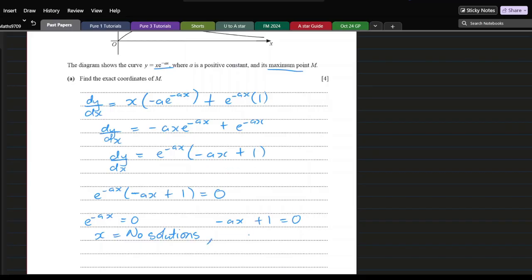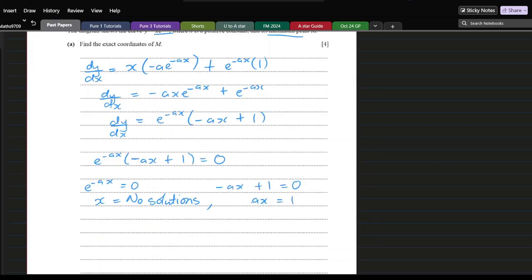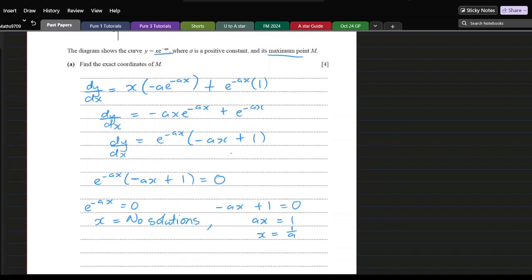equation over here. This becomes ax is equal to 1. So divide both sides by a to make x subject of the formula. x is 1 over a. Now we need to find the y coordinate. So we've got y is equal to x e to the negative ax.